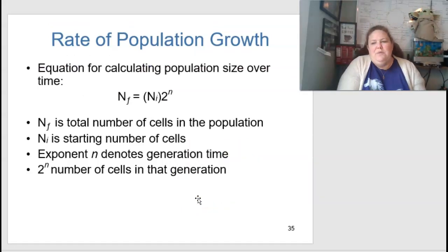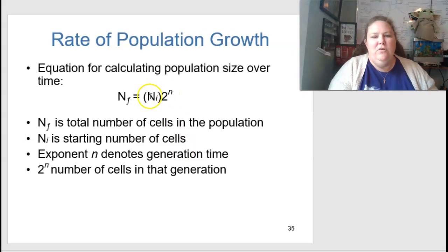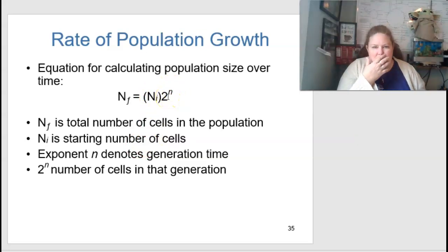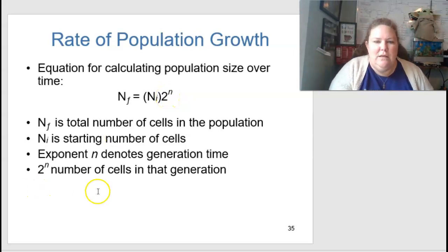So what is the rate of population growth then? Well, this is an equation for calculating the population size over time. NF equals NI times 2 to the nth power. So NF would be the total number of cells in the population, so that final number. And NI is the number initially, so that'd be the starting number of cells. The n is the exponent, and so this would be how many generations we're talking about, right? And then the 2^n is the number of cells in that generation. Okay, so that's the formula that you're going to need to remember.